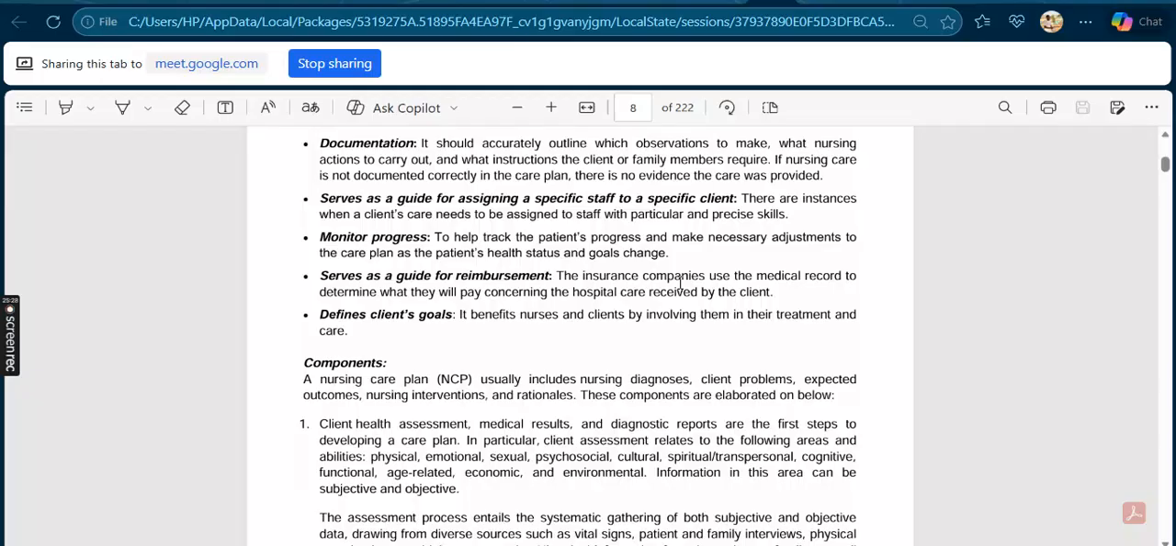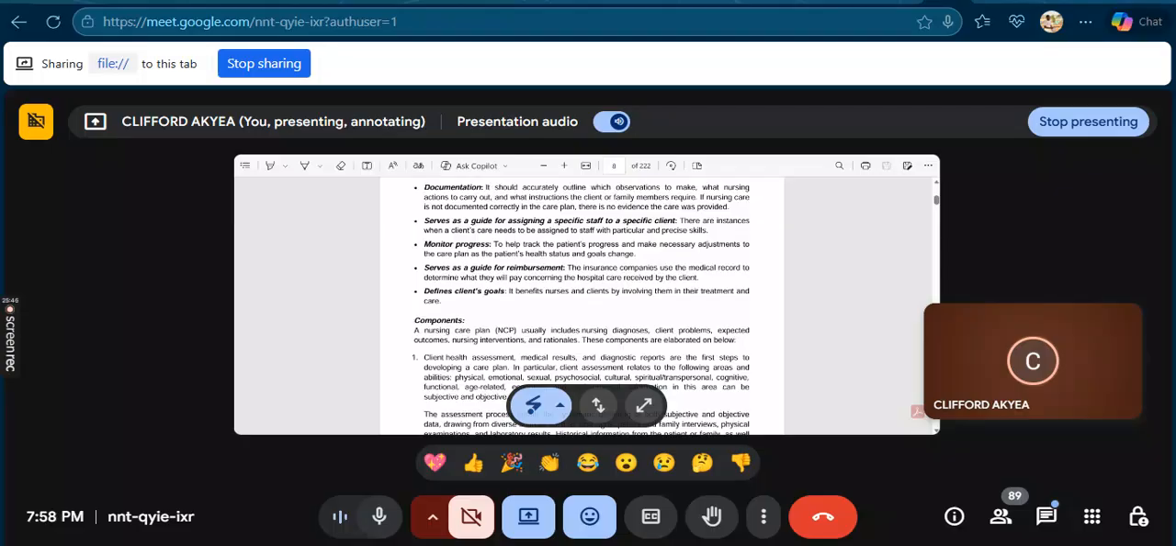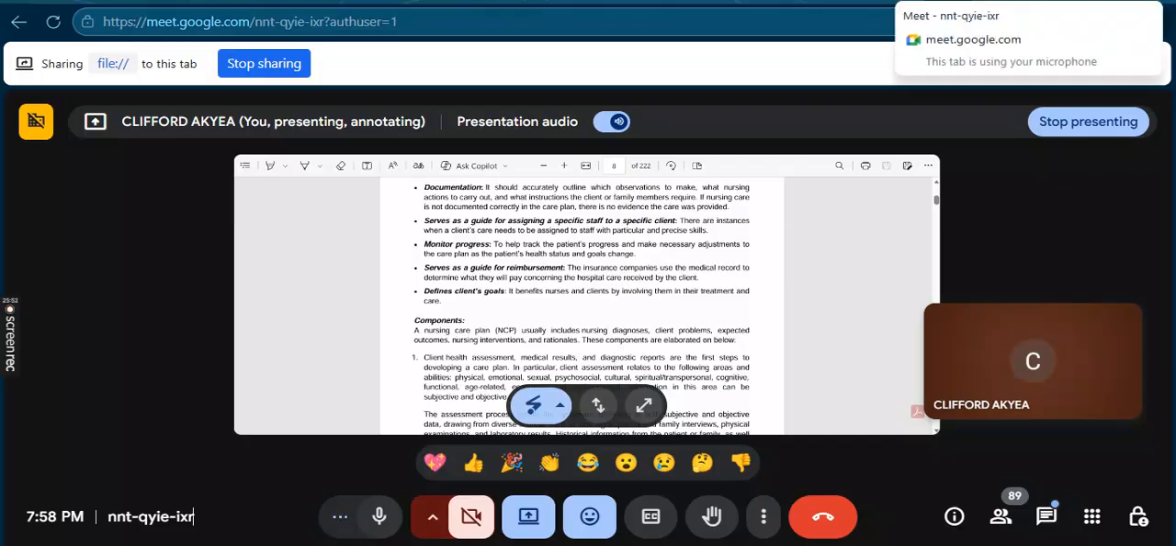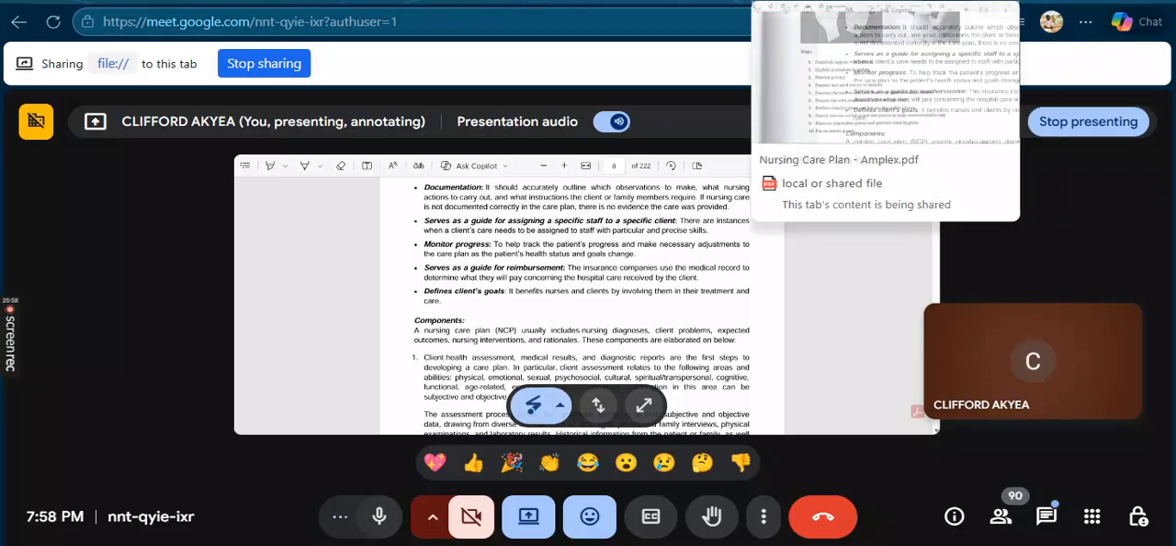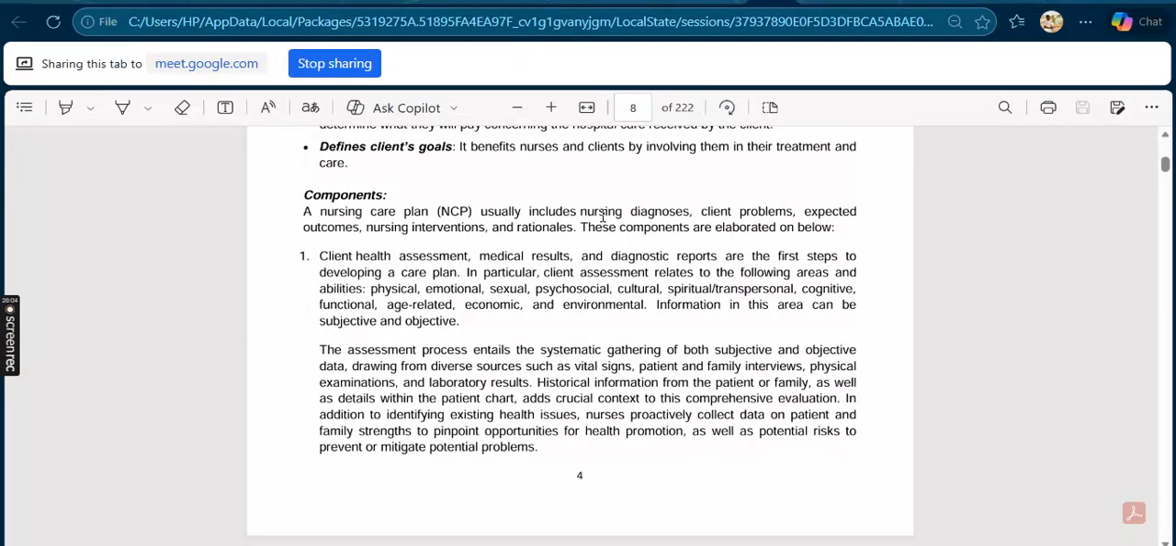So the insurance companies use the medical records to determine what they will pay concerning the hospital care received by the client. The patient has gone through several procedures. Which one can the insurance companies pay for? Then they will take care of that. You see that thing? So you see the importance of the nursing care plan. Let's continue. It defines the client's goals. It benefits nurses and clients by involving them in their treatment and care.